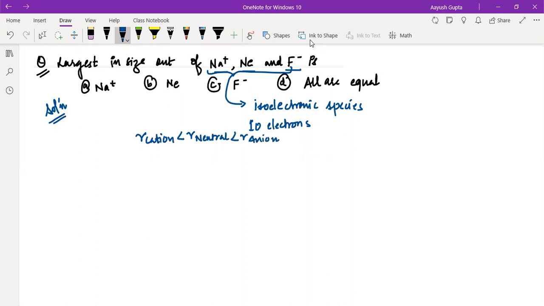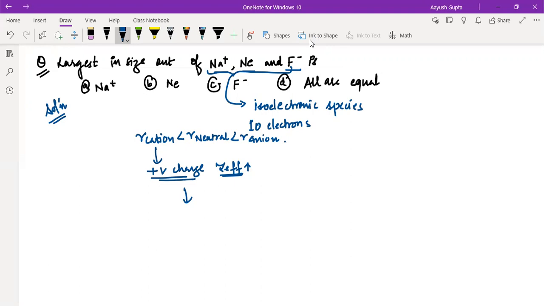So first of all, the species which has a positive charge will have more Z effective, that is, nuclear charge. How is this possible? Because in a positive charge, the species has more protons and fewer electrons. So therefore, their size decreases. Hence, effective nuclear charge increases because there will be more attraction.